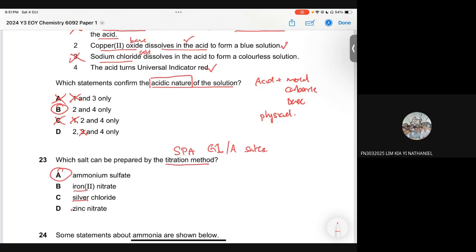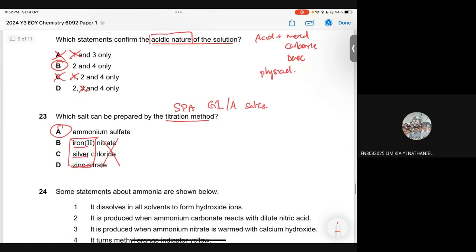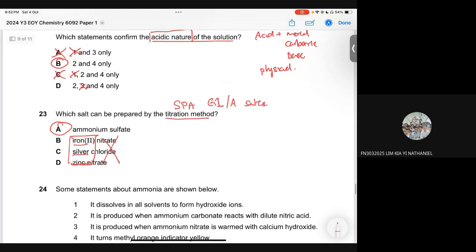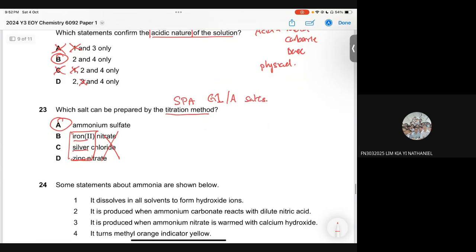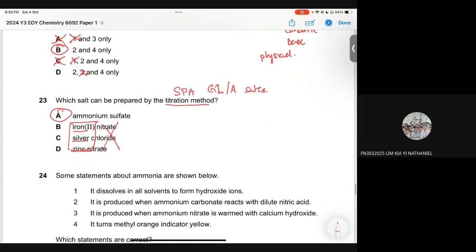Because this is not SPA, this is not group 1. So therefore all these 3 cannot be the answer. I think 23 is quite straightforward. 23 was actually quite well done in the cohort. Okay, next one.